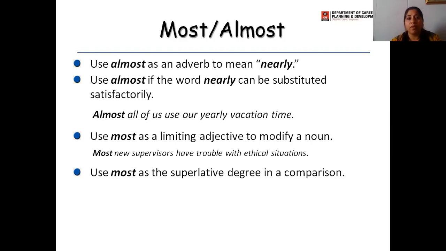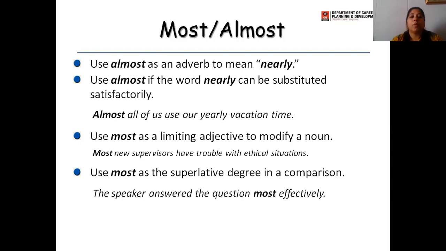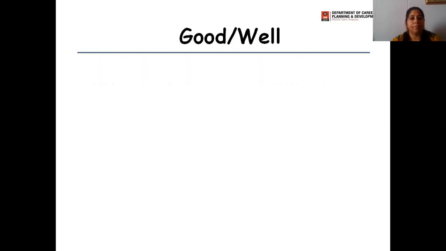There are many words where we cannot add est to form the superlative degree. So what we are doing is like beautiful, more beautiful, most beautiful, right? So most is used with the superlative degree. That is another use of most. The speaker answered the question most effectively. So effectively, more effectively, most effectively. We are using the superlative degree.